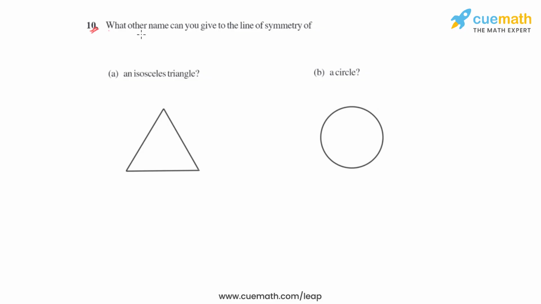In question number 10 of this first exercise, we have been asked to suggest the names of the line of symmetry of the following set of figures. Let us now see the first figure, which is nothing but an isosceles triangle. Now we already know that an isosceles triangle has a pair of sides with equal lengths.